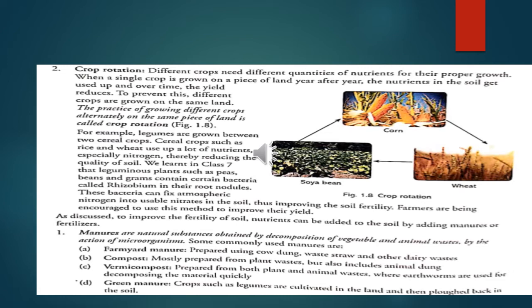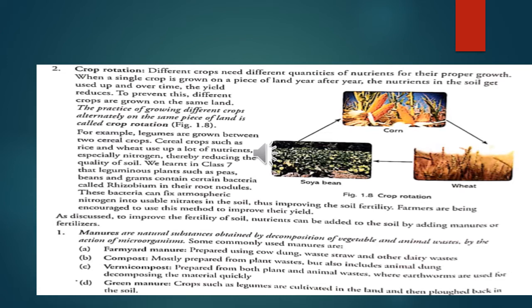Hello students, now we are going to discuss another process. How can we bring nutrients back to the soil? The first process we discussed already, field fallow, and now we are going to discuss crop rotation. It is a very important technique. Different crops need different quantities of nutrients for their proper growth.